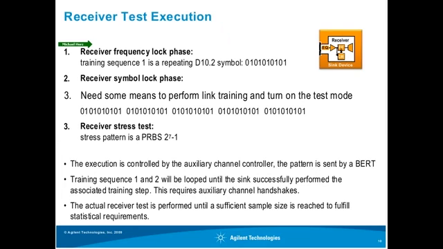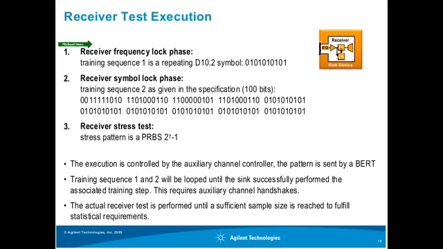I indicated a lot that there's some link training involved, and this is something I want to explain here on this slide. So the first step in the test execution is actually two steps of link training. The first one is the so-called receiver frequency lock phase. And what you do here, you send a clock pattern, a high-speed clock pattern, which is pretty easy to capture, to let the integrated clock recovery of the receiver synchronize on that pattern.